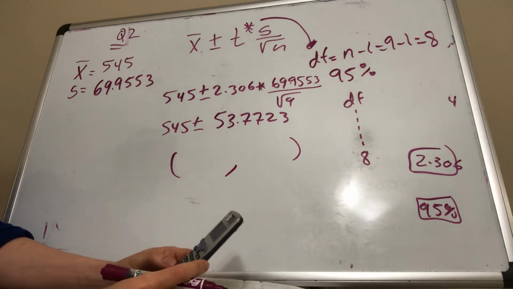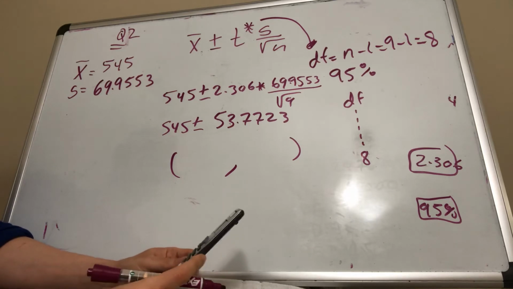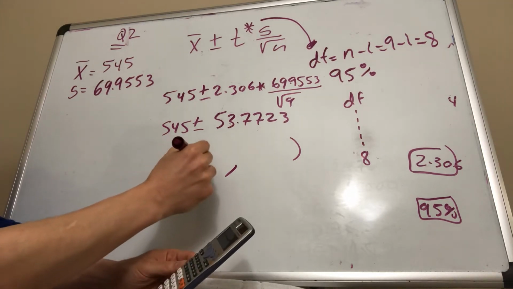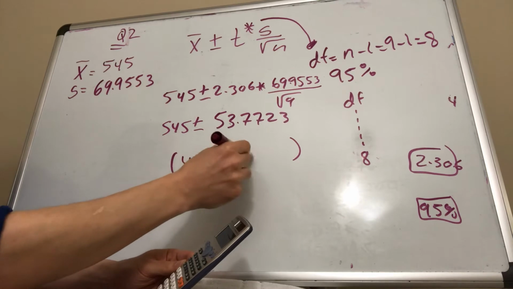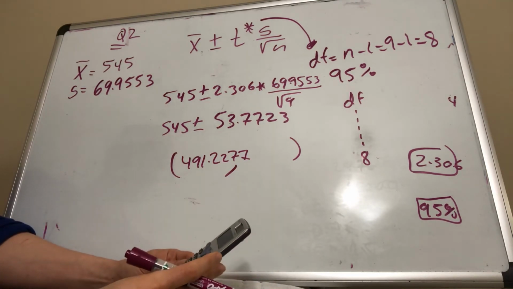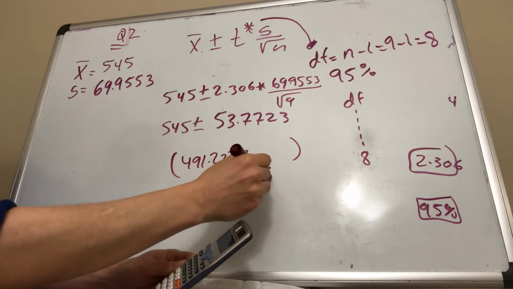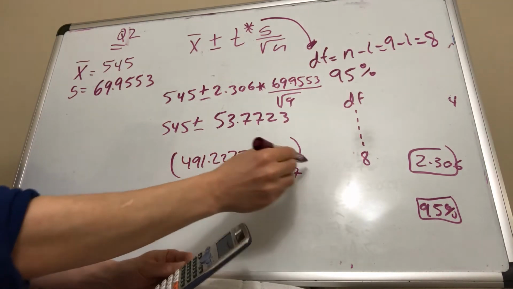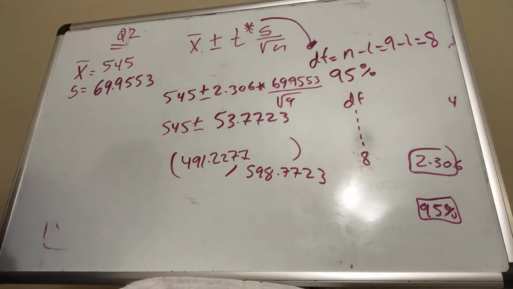You minus the 2, takes you down to 491.2277. You add them, it takes you up to 598.7723, and that's the answer. So we did the confidence interval.